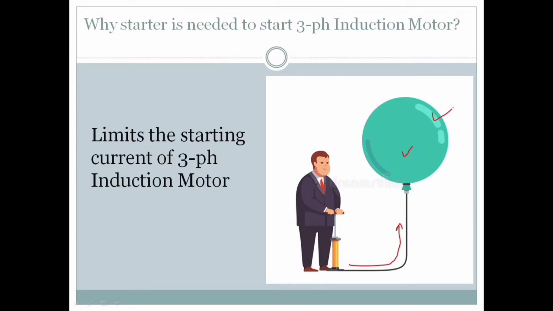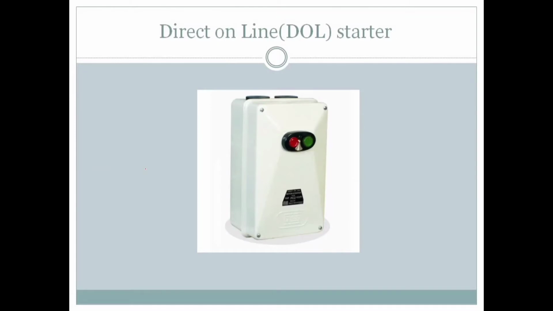Clear? So in an electrical three-phase induction motor also, we need to supply the starting current gradually increasing. We cannot increase it immediately, or in electrical terms, transiently. For that reason, we are using one of the starters known as the DOL starter, that is, the direct online starter.